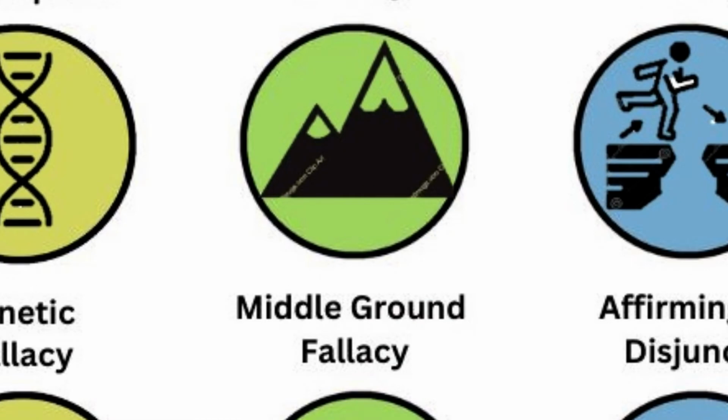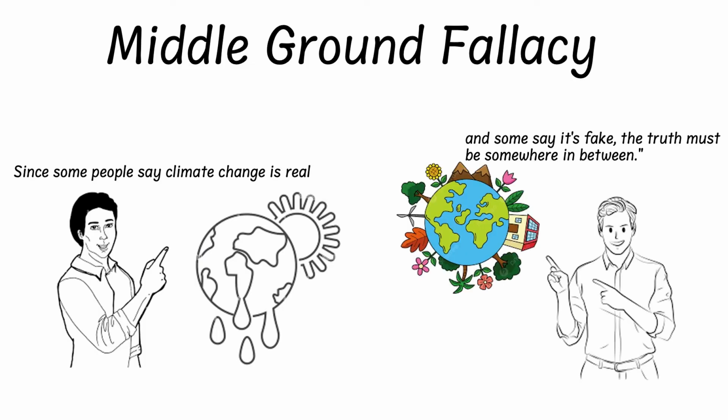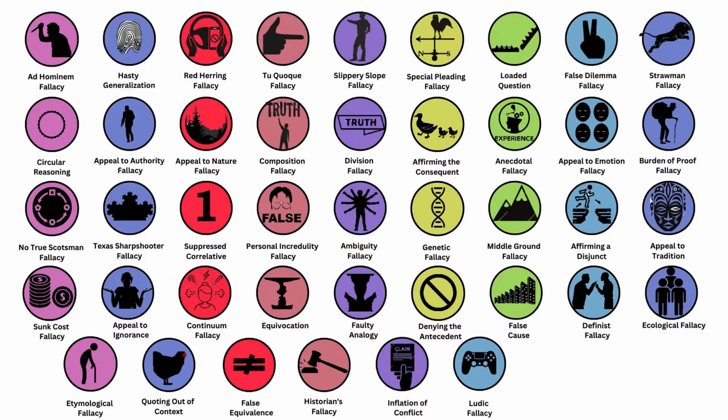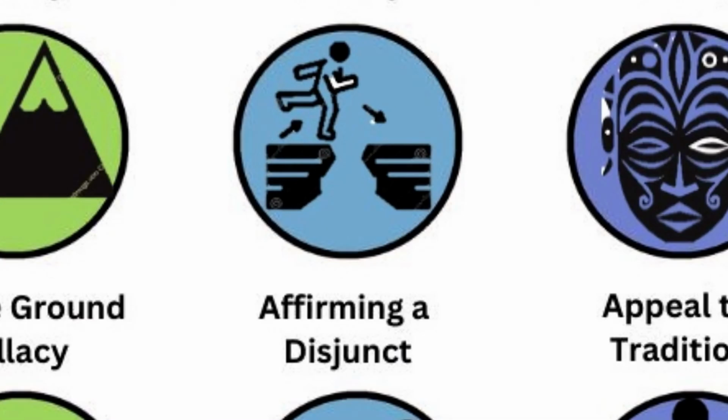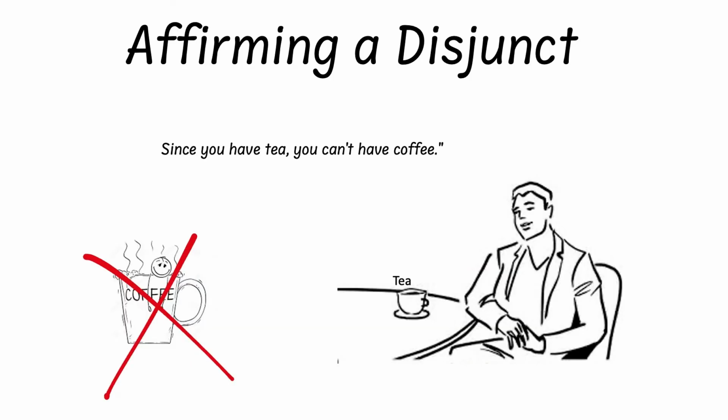Middle ground fallacy. This fallacy assumes that the truth is always a compromise between two extremes. It falsely believes that the middle position between two opposing views must be correct. Affirming a disjunct. This fallacy assumes that if one part of a disjunction, an either-or statement, is true, the other part must be false. It fails to recognize that both parts can be true simultaneously.